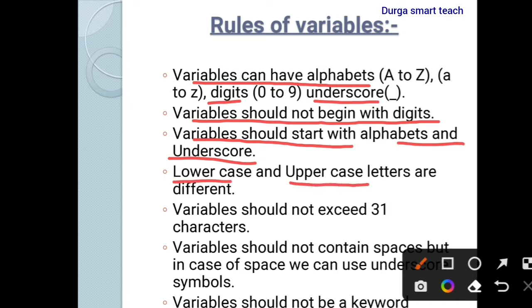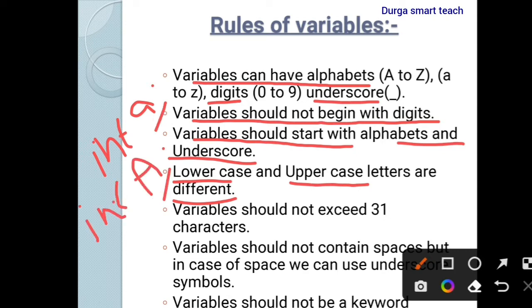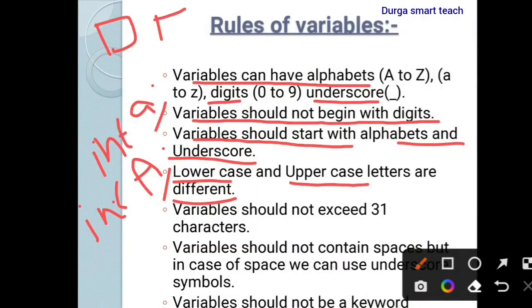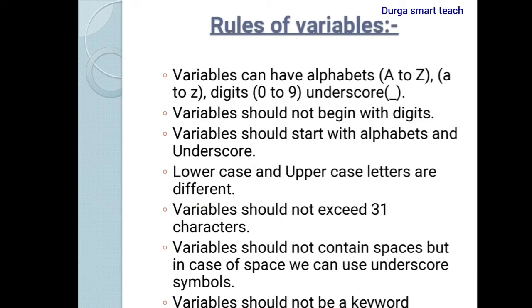Lowercase letters and uppercase letters are different. So int a is different from int capital A, and two memory locations are allocated, one for small a and one for capital A. Variables should not exceed 31 characters. The size of variable names should not exceed 31 characters.